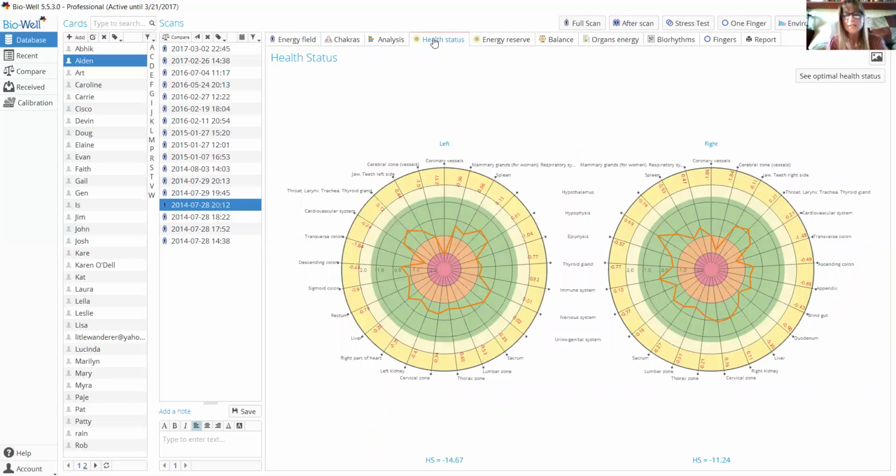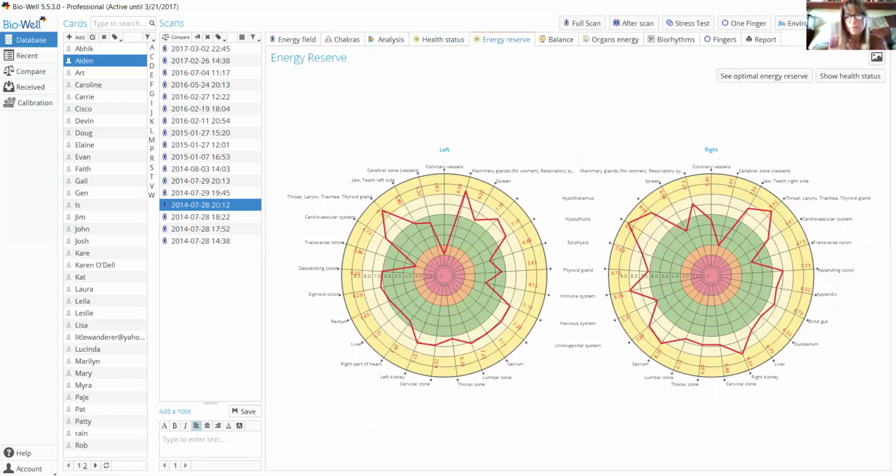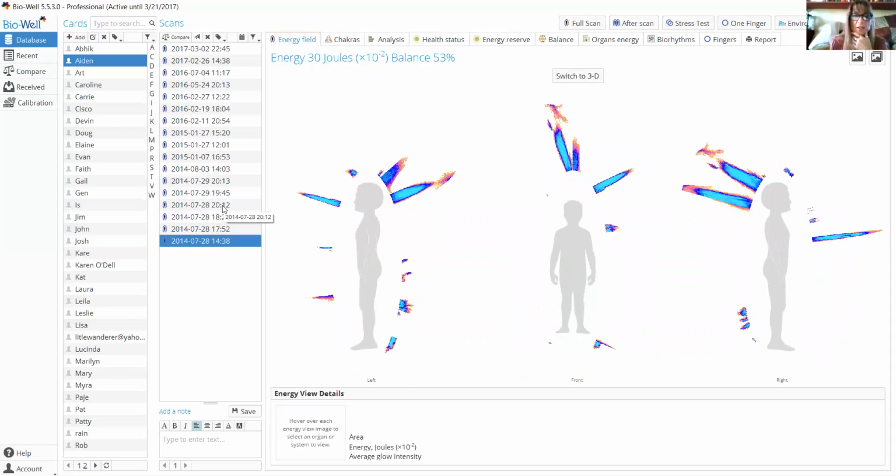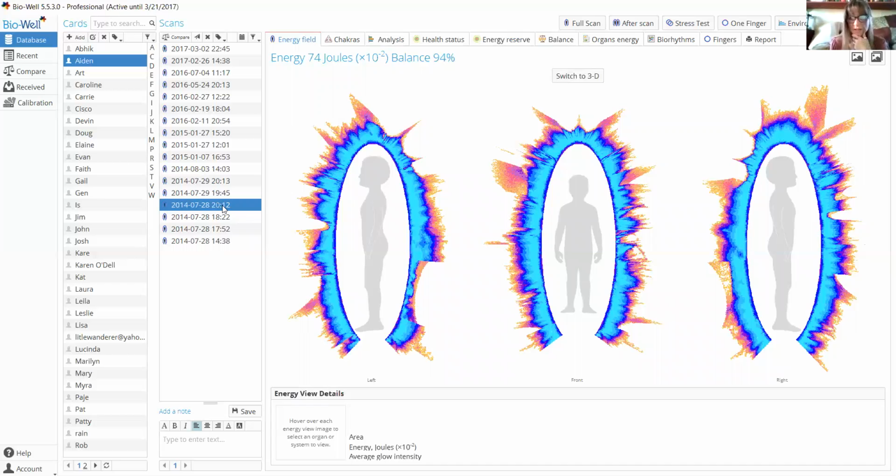If we look at the health status, it has filled out. However, there still are some dips in energy we see in coronary vessels and cerebral zone. Energy reserves filled out quite a bit. But yeah, and this was, like I said, a matter of 6 hours for him to go from no field to rebuilding his energy system from extreme anger.